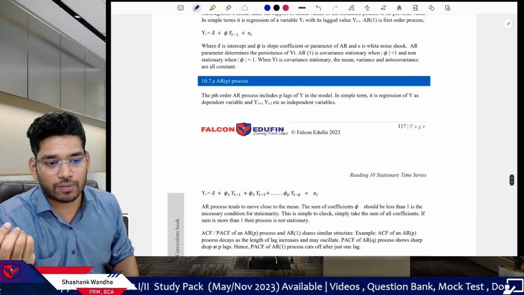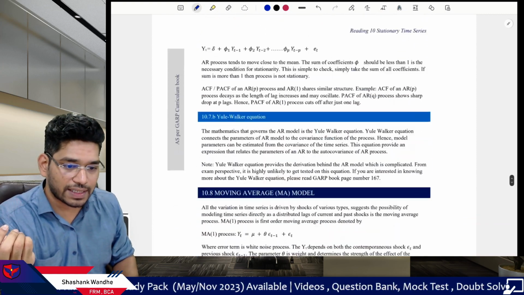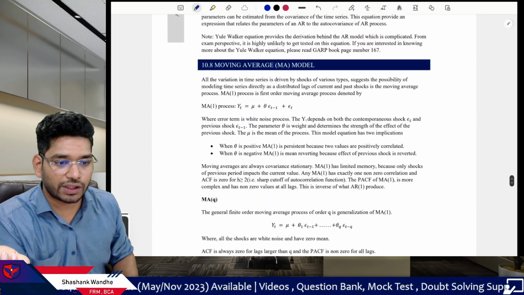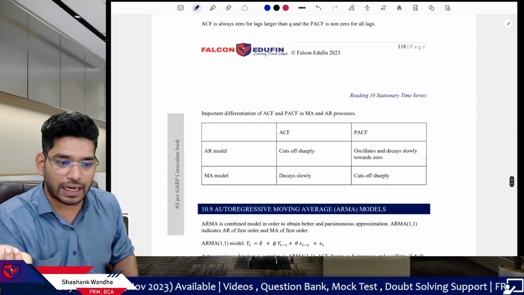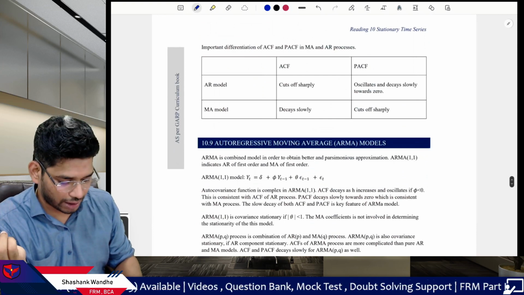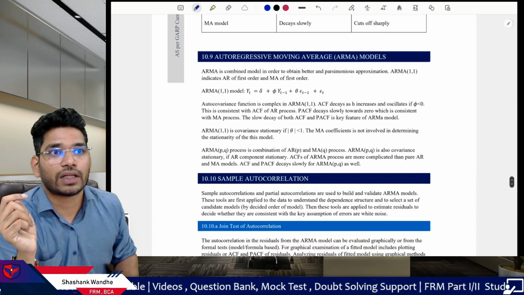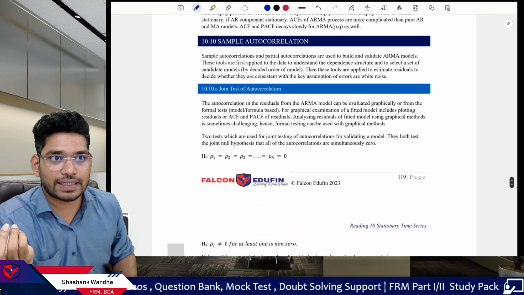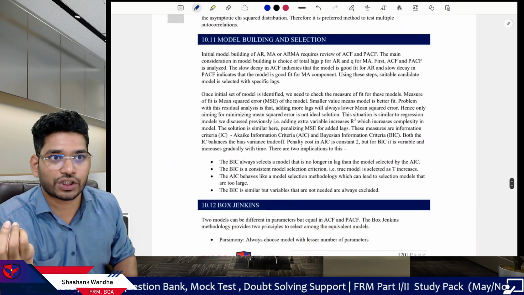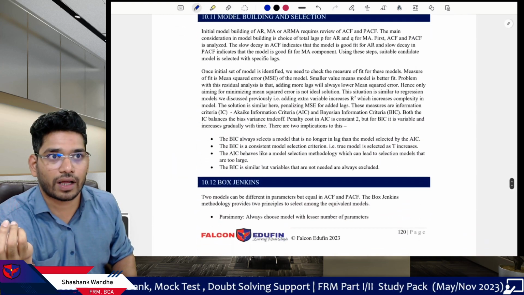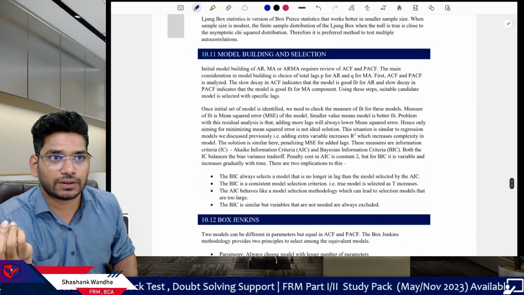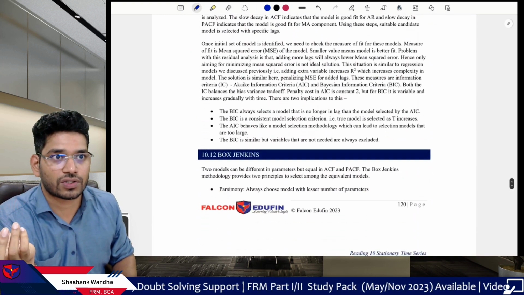Now, what are AR models? And then the AR(p) process, Yule-Walker equation, then moving average models, and you have to understand these models, and again, tables are important. Then autoregressive, then sample autocorrelation, joint autocorrelation testing, and then we have the model building and selection. Okay, so this is the discussion.